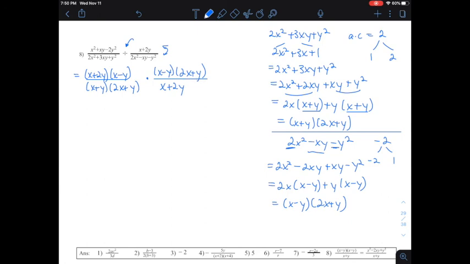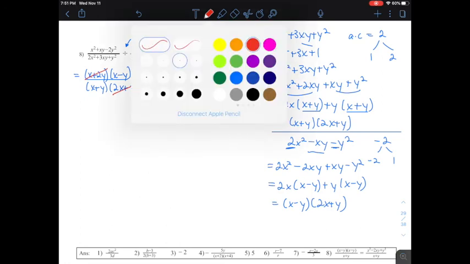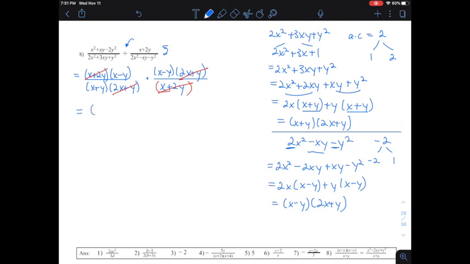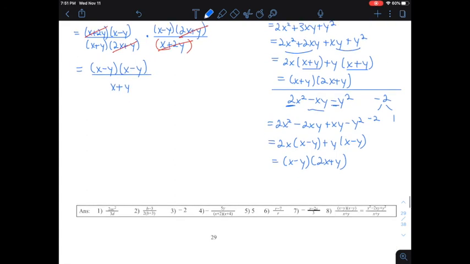So we can see that rational expressions are a great review of factoring of all kinds. Okay, oh, that one actually doesn't cancel. So I've got 2x plus y, x plus 2y. All right, so I am left with x minus y over x plus y.